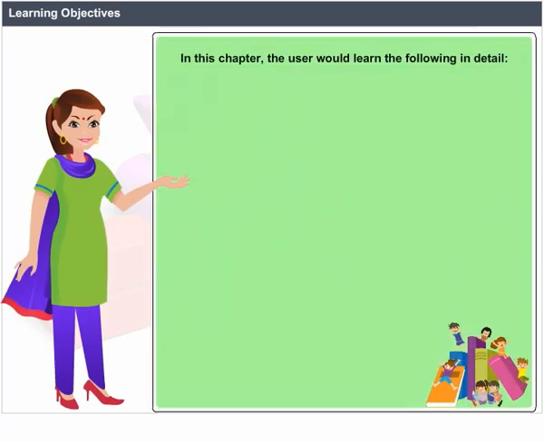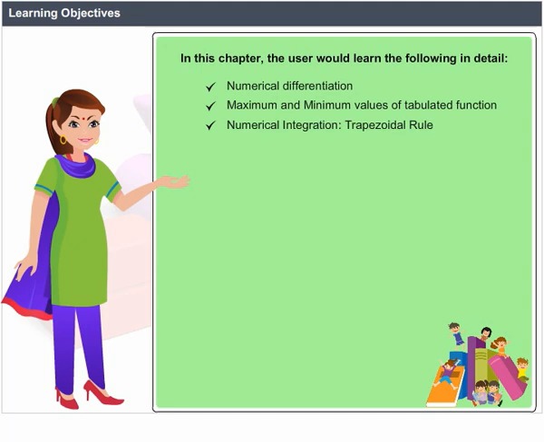Learning objectives. In this chapter, the user will learn the following in detail: numerical differentiation, maximum and minimum values of a tabulated function, numerical integration, the trapezoidal rule, and Simpson's rule for numerical integration.